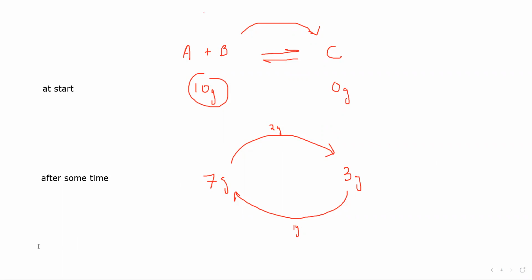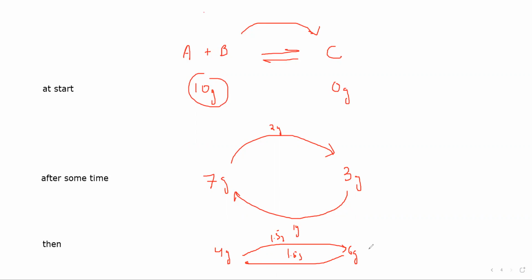Then you will reach a point. It's not necessary the amounts will be the same. Maybe you're left with 4 gram of reactant and 6 gram of product. So out of 4 gram, if 1 gram, or say 1.5 gram, is forming a product, and out of 6 gram, 1.5 gram is forming back the reactant.